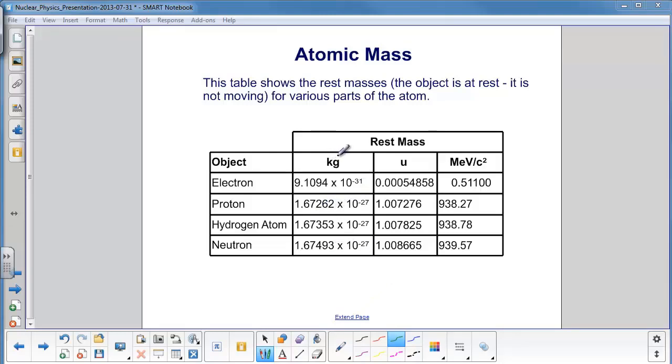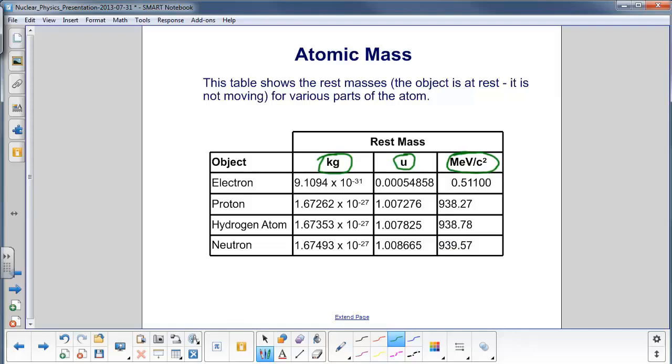So here's kilograms. We're very comfortable using kilograms. We've been doing it all year. In atomic mass units, that's the U here, you can see where a proton is a little larger than one atomic mass unit. The neutron is larger still, okay? And then over here you have the 3rd way of representing mass. So these are just 3 ways of telling you what the mass of these particles are. And you can see how massive the proton, hydrogen atom, and neutron are compared to an electron.